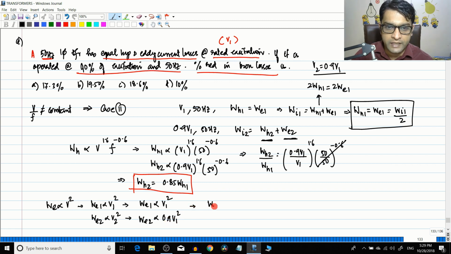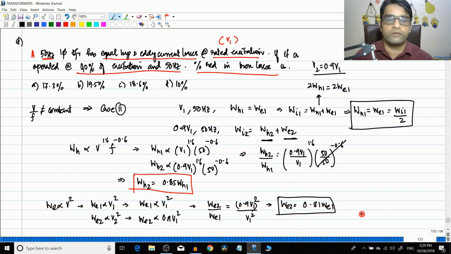So this also I can write as WE2 divided by WE1 is equal to (0.9 V1) square divided by V1 square, right? The square is coming on top. So WE2 will be equal to 0.81 into WE1, right? So this is another equation which is important for the numerical. So let's continue with the numerical now.